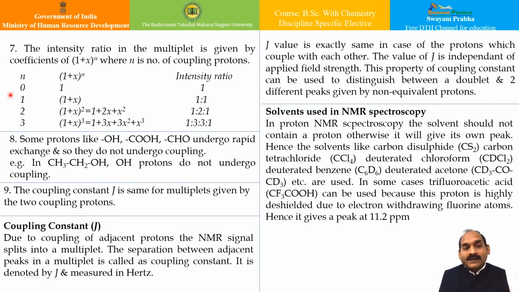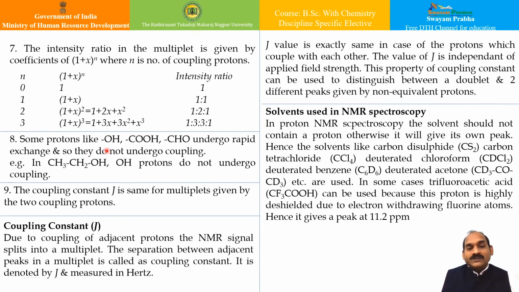Its intensity will be 1. Now, if you have one proton, you will have 1 plus x, and therefore the ratio of this multiplet will be 1:1. In case of 2 protons, you have 1 plus x to the power 2, and it will give 1:2:1 intensity ratios. In case of 3 protons, it will give 1:3:3:1. Likewise, you can go on. In case of 4, you can have 1:4:6:4:1 kind of intensity ratios. So that way, this Pascal triangle will help us in understanding the intensity ratios of the multiplets.